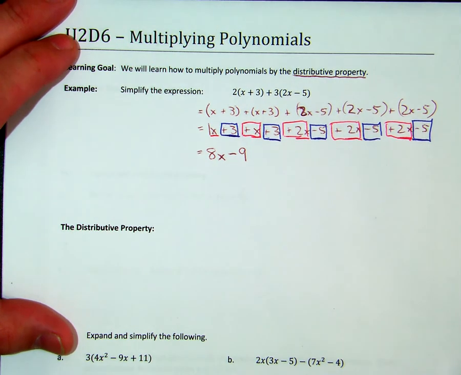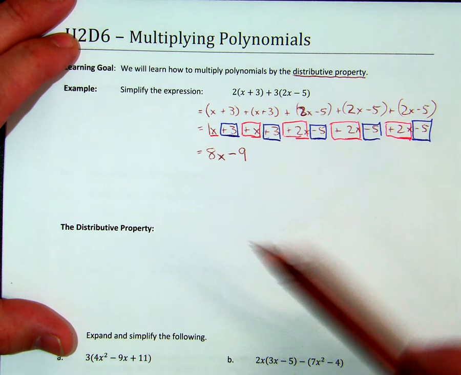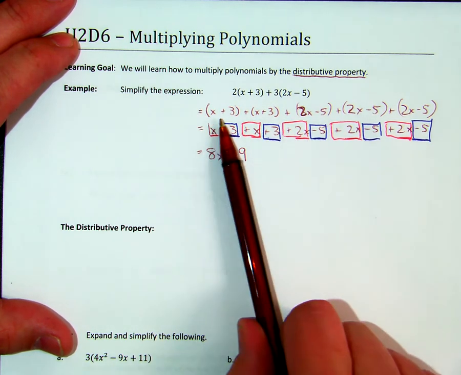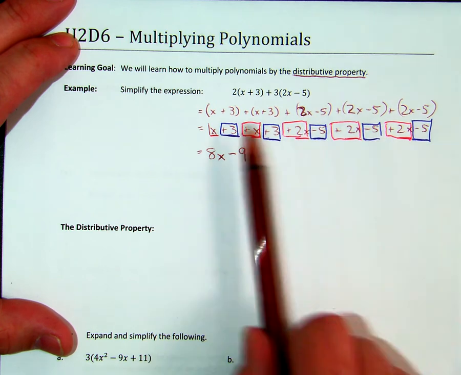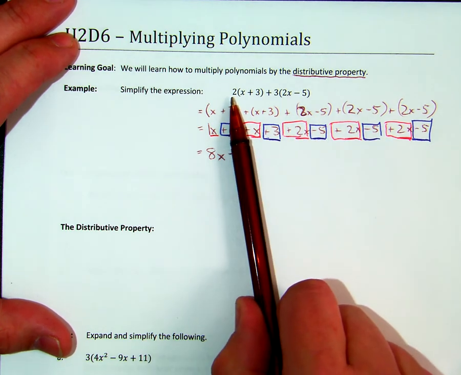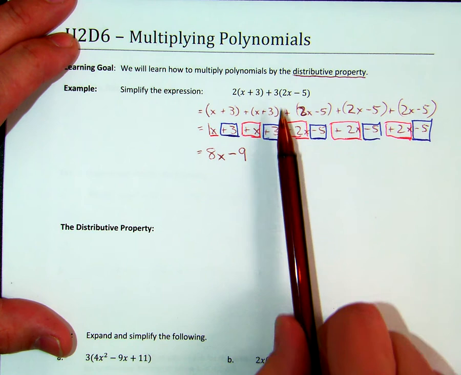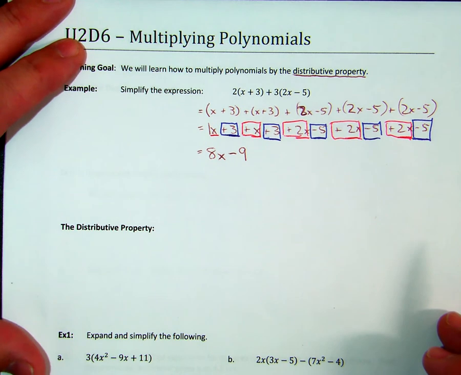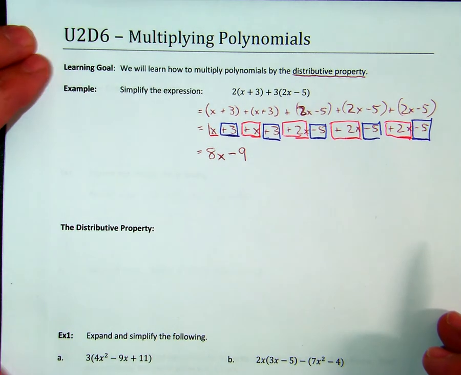So the point of what we're doing today is, surely there's got to be a quicker way to do this than to write out 2 of these and 3 of these. What if this was an 8? I'd have to write it out 8 times. And what if this was a 12? I'd have to write it out 12 times, or something even bigger. It would be too crazy to work with. So there's got to be a shortcut. What that brings us to is the distributive property.